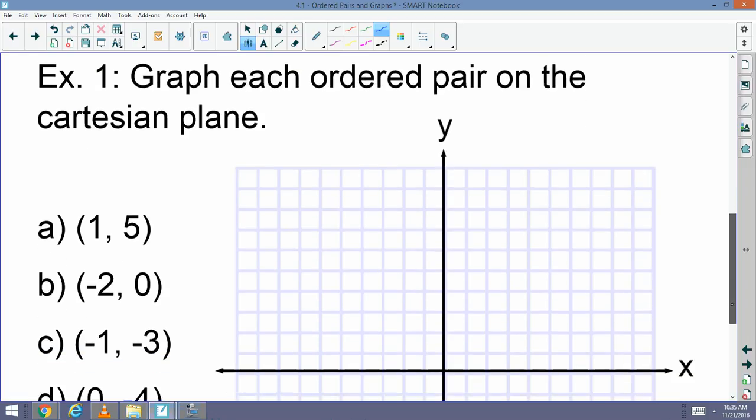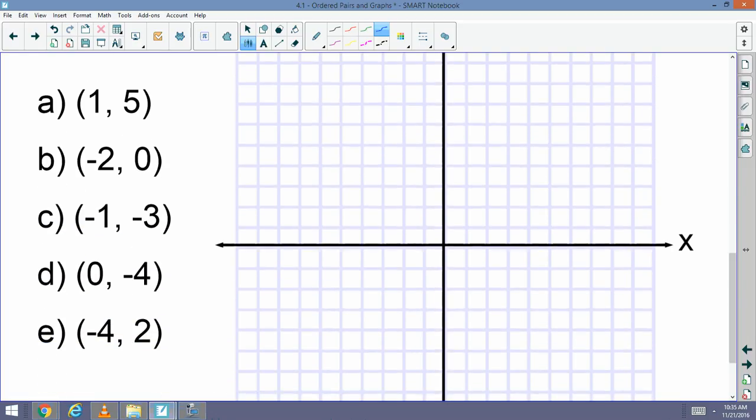Now, let's graph each ordered pair. Should be simple. This goes way back to pre-algebra, okay? So 1, 5, 1 on the x, 1, 2, 3, 4, 5. Perfect. Negative 2, 0, that's on the x-axis. Perfect. Negative 1, negative 3, I go negative 1 on the x, so negative 1 to the left, and I go down 1, 2, 3, negative 1, negative 3. 0, negative 4, 0 on the x, negative 1, 2, 3, 4 on the y-axis. And negative 4, 2, negative 4 on the x, 1, 2, 3, 4 to the left, up 1, 2, negative 4, 2. It's that simple.